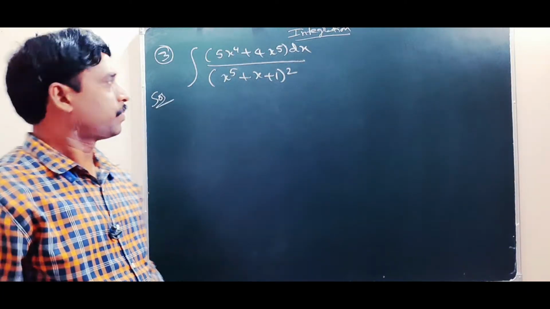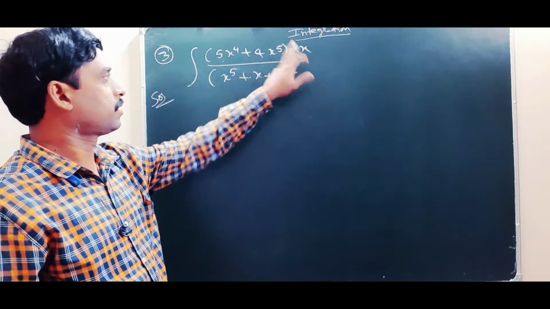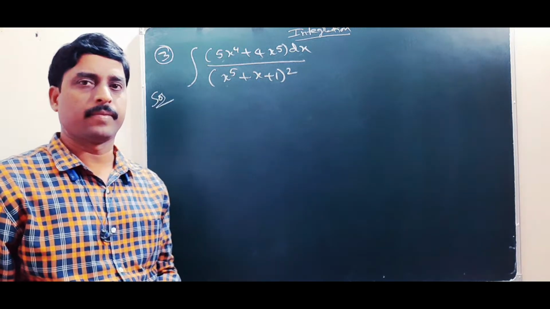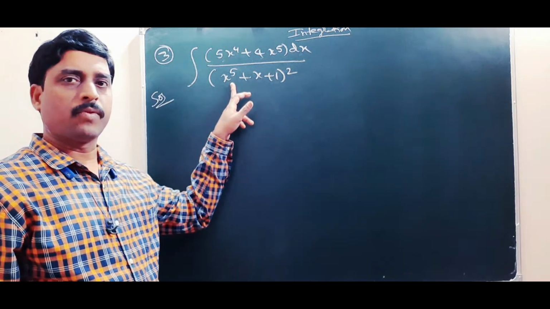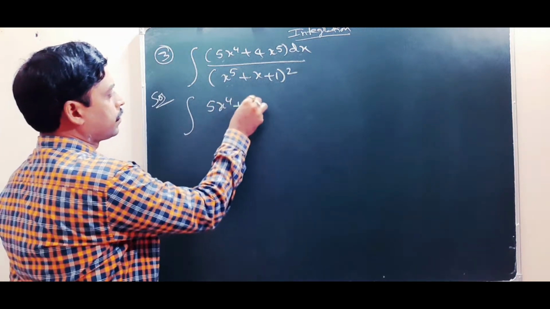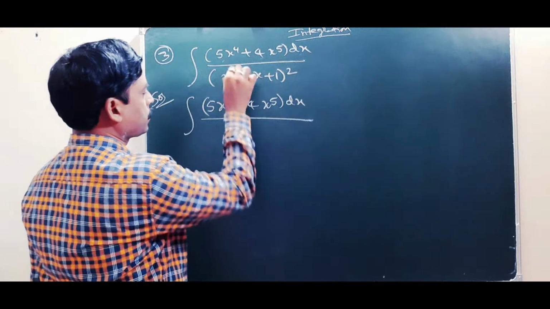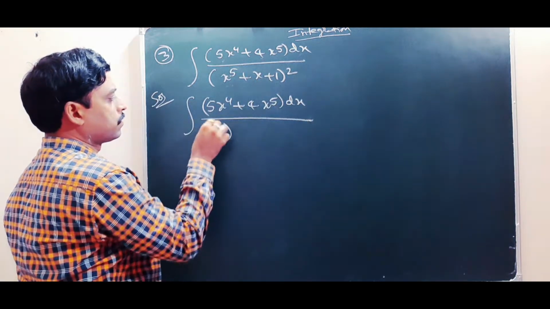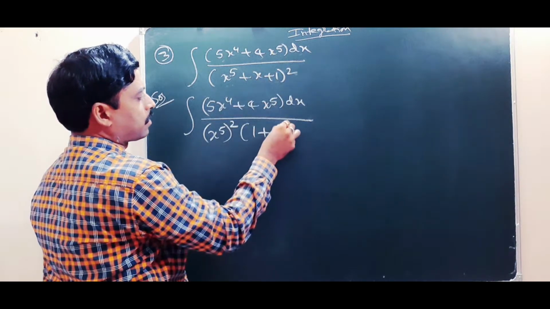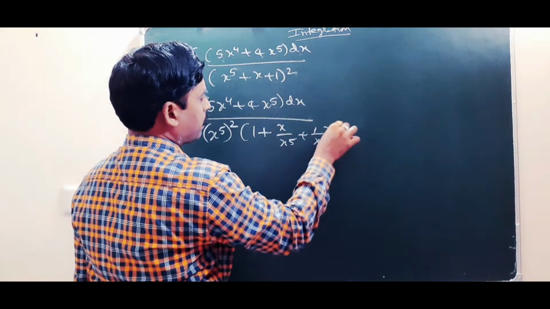Okay, let us go to the next problem. Integral of (5x^4 + 4x^5) dx divided by (x^5 + x + 1) whole square. In this one, take x^5 common. So integral (5x^4 + 4x^5) dx upon x^5 common whole square into (1 + x/x^5 + 1/x^5) whole square.